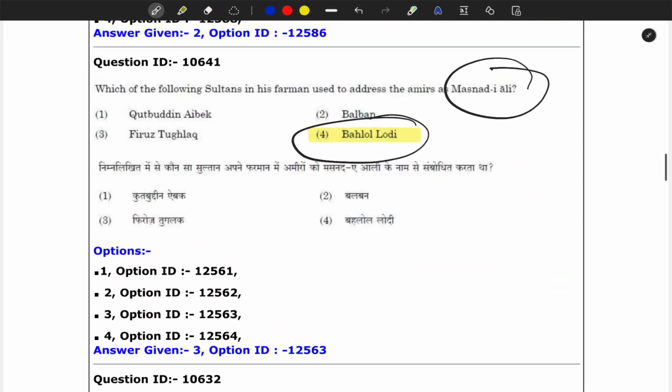So again you have to be careful with that. If there is some progressive statement, like this particular ruler has worked for women and the kind of things, you have to always go with the most popular ruler in that option list. And if there is a less known fact, you have to go with the less known ruler. So this is actually the terminology which was related to addressing the amirs. Again you see that they have asked about the terminology.